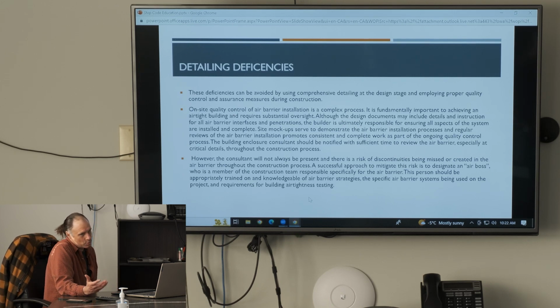So this is maybe something we don't see on building sites, an air barrier consultant. It could be a relatively new thing.